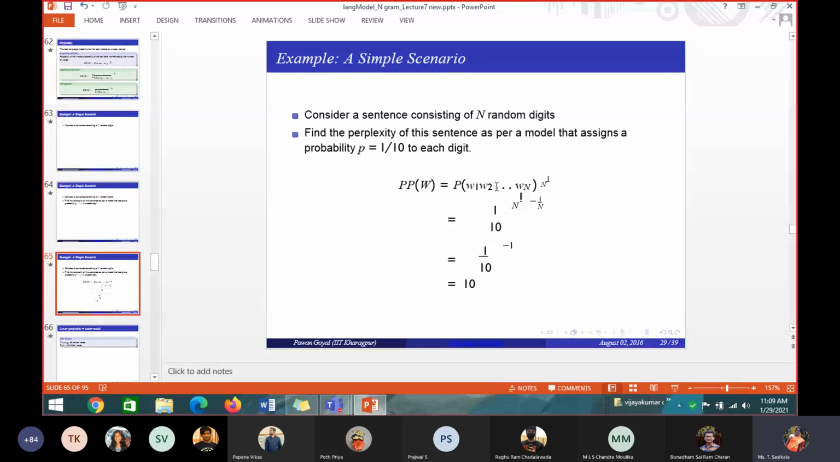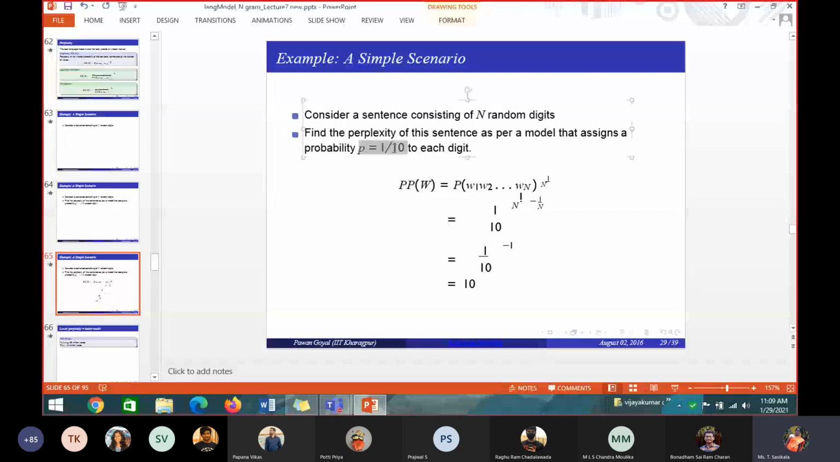What is the model assigning a probability of? What is the probability assigned to each word, each digit? 1 by 10. So please write here 1 divided by 10. It is missing. I'll correct it and upload it. Here, 1 by 10 whole power.